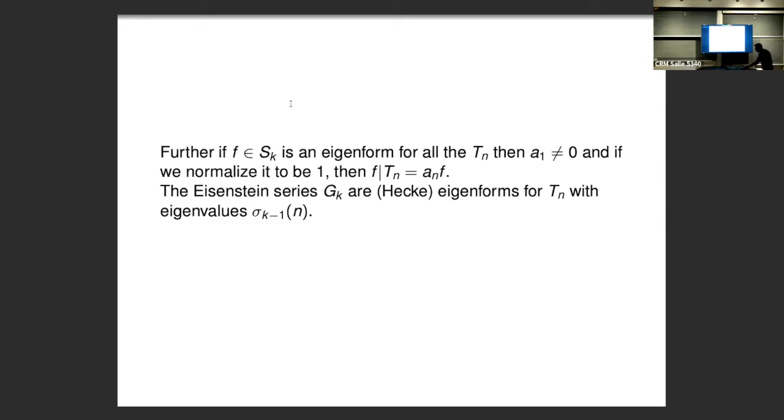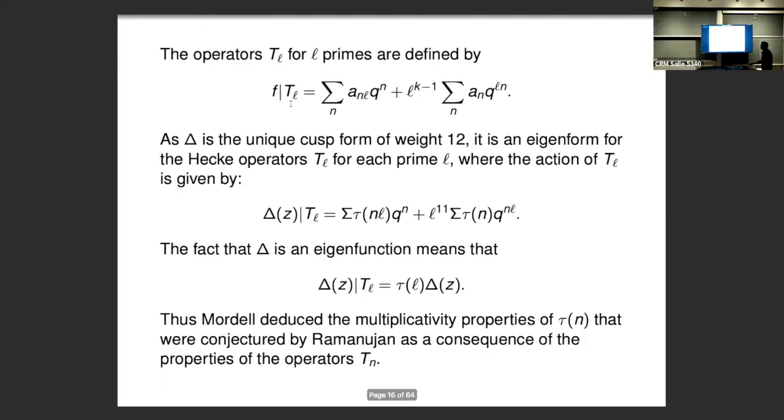And now, of course, the Ramanujan conjecture, these first two conjectures follow, right? And okay, if you want an explicit formula in terms of Fourier coefficients for T_l, it has some sort of nice shape. F applied to the l-th Hecke operator has this kind of shape.